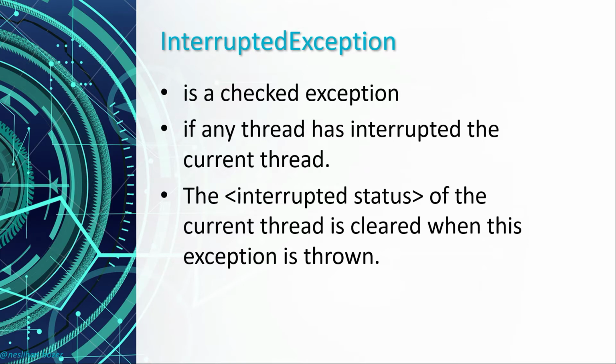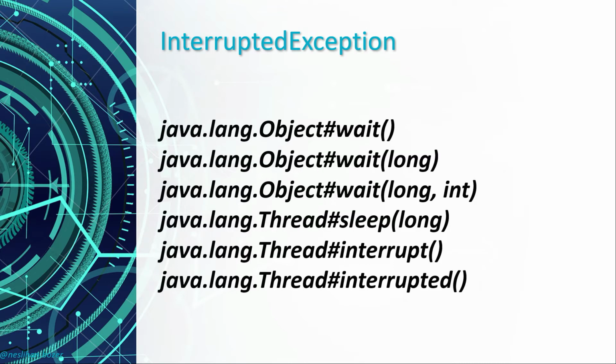InterruptedException is a checked exception thrown if any thread has been interrupted, either before or during an activity such as waiting, sleeping, or being otherwise occupied. Occasionally, a method may wish to test whether the current thread has been interrupted, and if so, immediately throw this exception. As an example, it can be thrown while the interrupted method runs, and in this case the method clears the interrupted status. Other methods that can cause InterruptedException are Object.wait, Thread.sleep, Thread.interrupt, and Thread.interrupted.